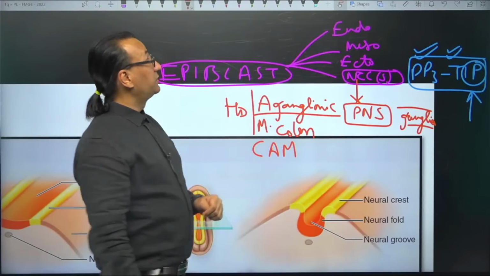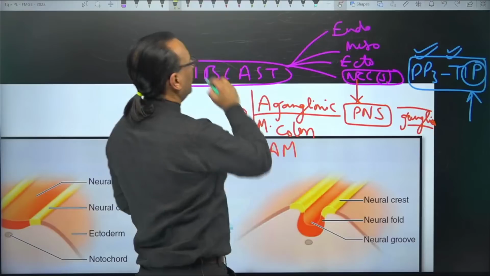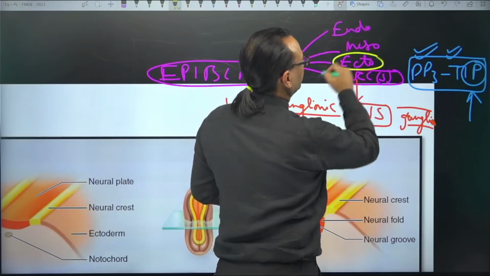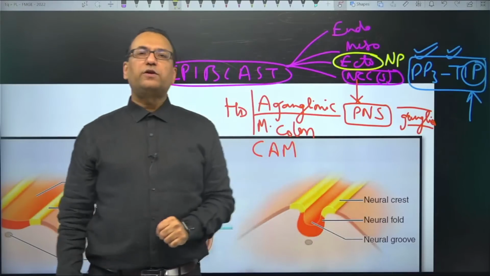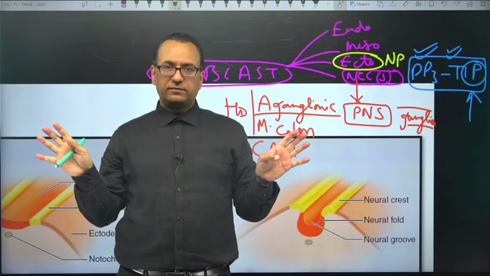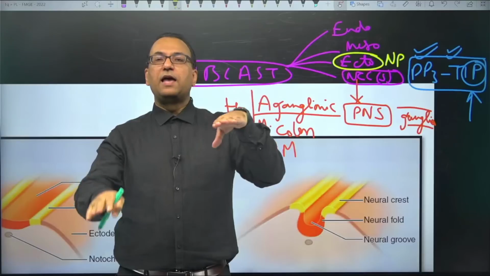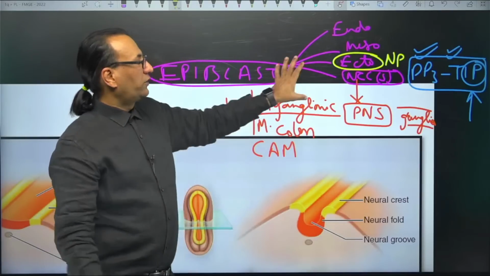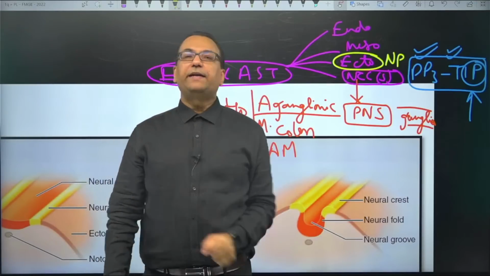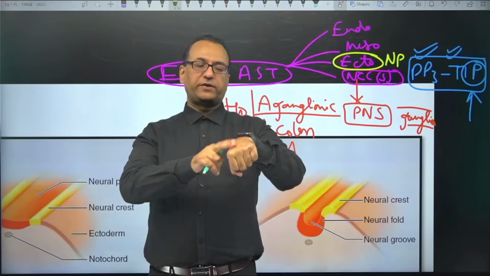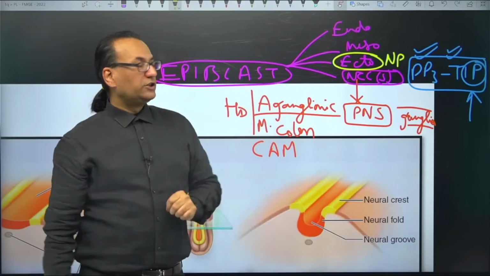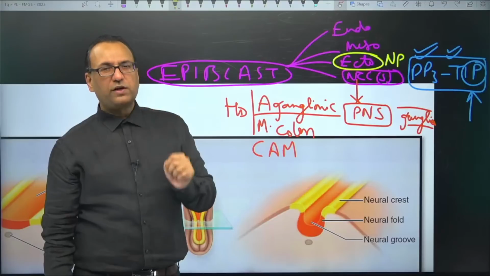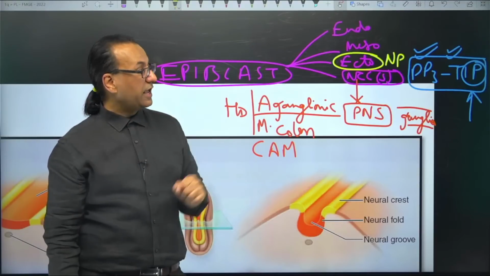The CNS is basically coming from what you can call the neural plate ectoderm. Ectoderm will be further dividing into surface ectoderm and neural plate ectoderm. Surface ectoderm will form skin epithelium, and neural plate ectoderm will form the central nervous system. That is what we are going to discuss now in this diagram.